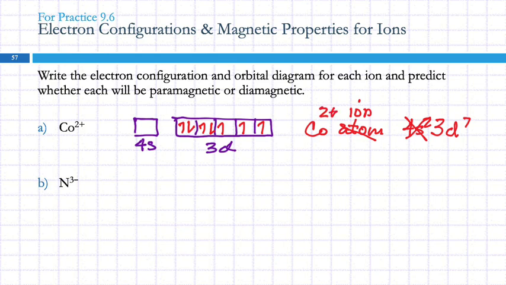So now we've got the orbital diagram and the electron configuration for the cobalt 2+ ion. Looking at the electron configuration, technically that should have argon in front of it. So it's argon 3d7.